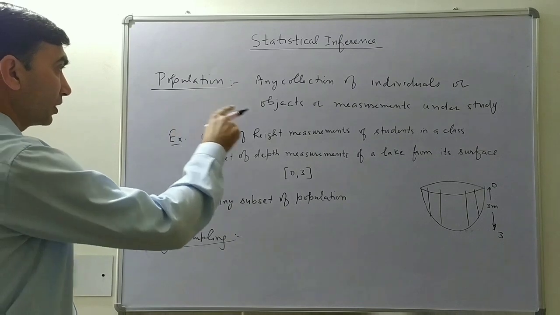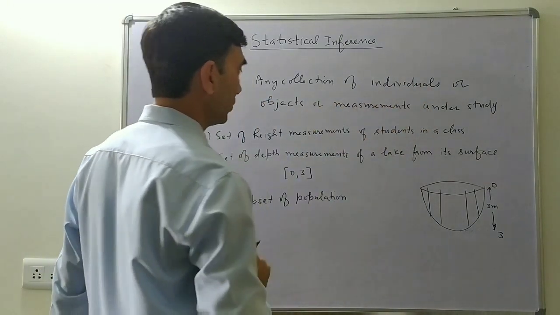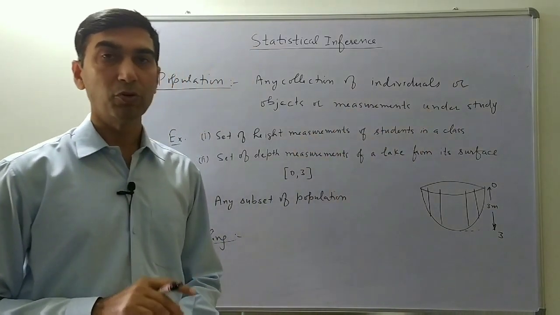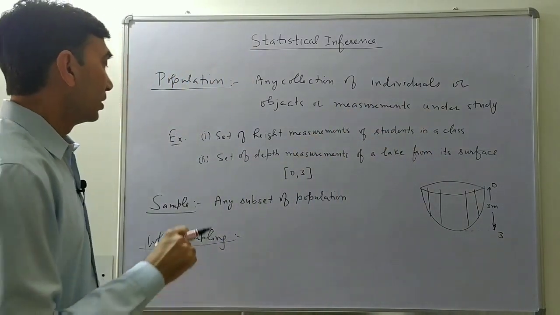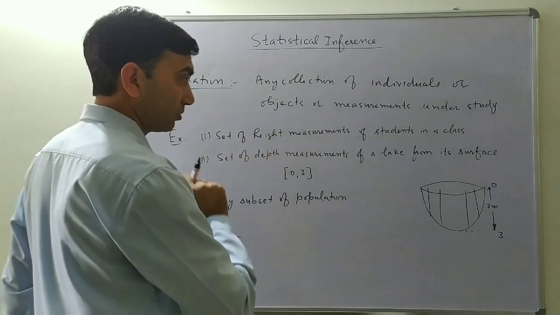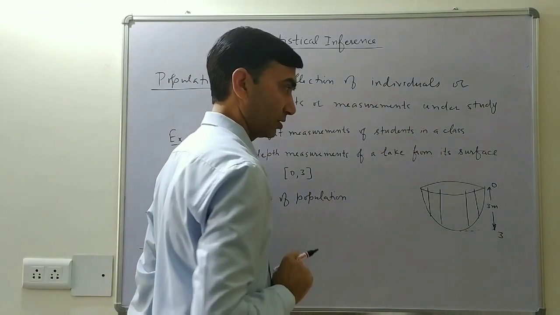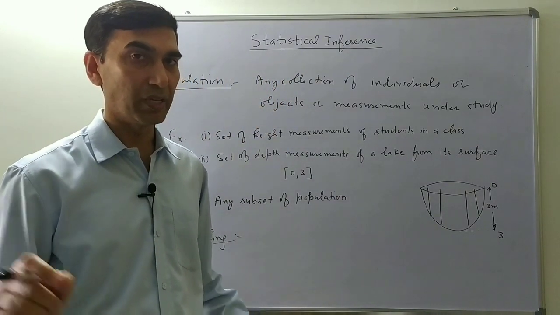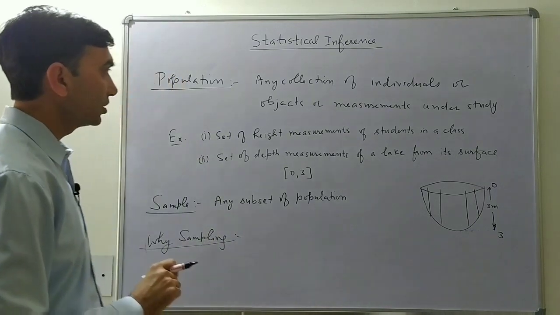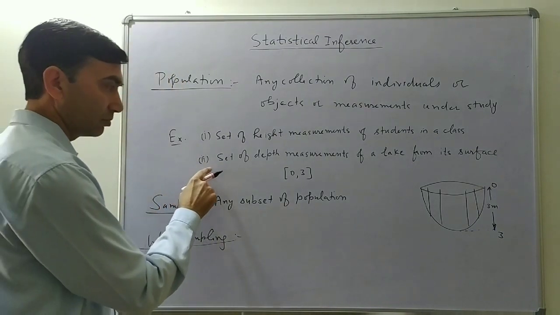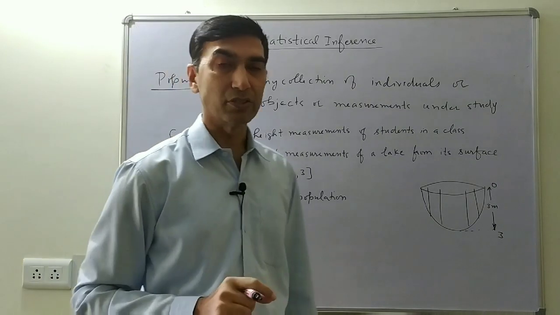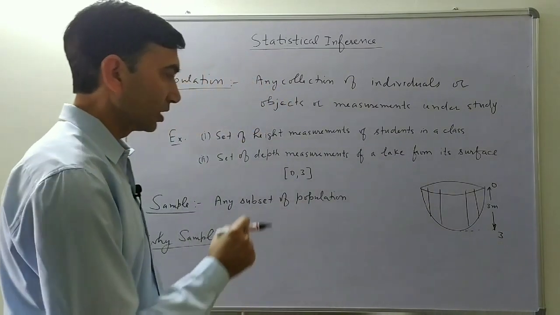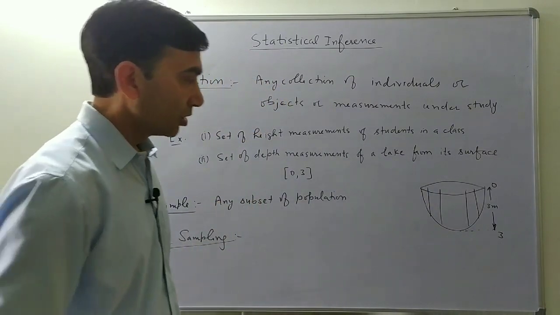What's a population? Any collection of individuals or objects or measurements under study is called a population. For example, set of height measurements of students in a class. This is a population. We can measure height for each student and make a set of all those heights. That collection is a population. Second example, set of depth measurements of a lake from its surface or a considerable height. This also constitutes a population.